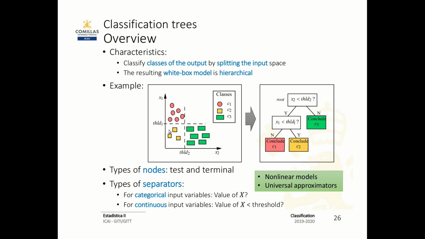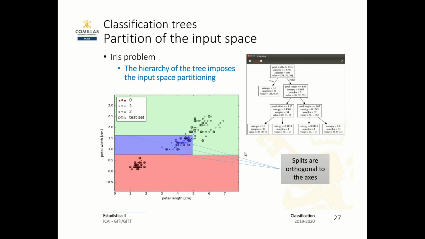And for these splits, we can use categorical variables or continuous variables. For continuous variables, normally we ask whether they are larger or smaller than a threshold. And for categorical variables, we ask what is the value of that variable. And here we have an example. This is the example of the iris flowers, where we can see, for instance, if the petal width is smaller than something, then we assign a label. This is a terminal node.